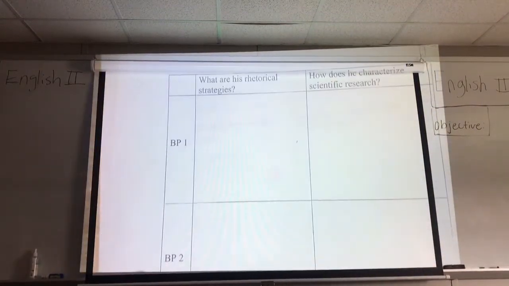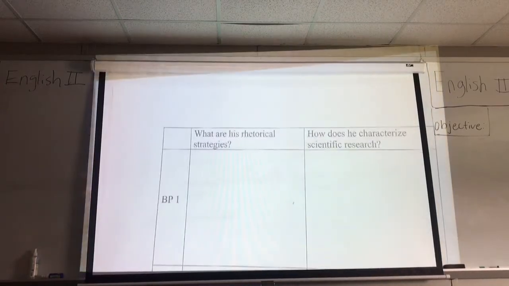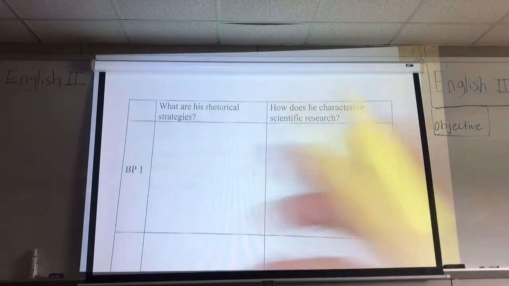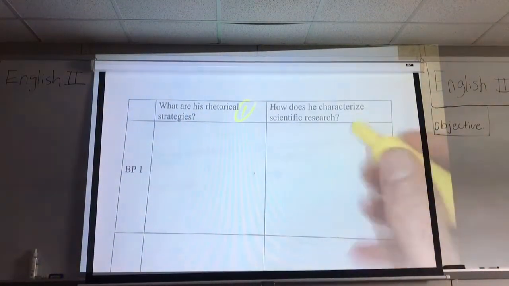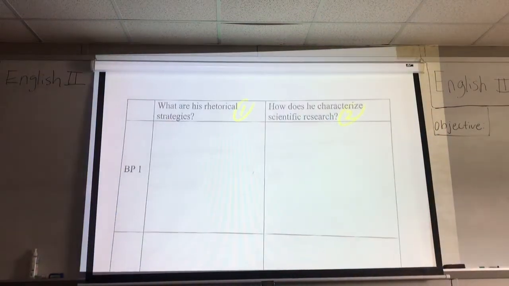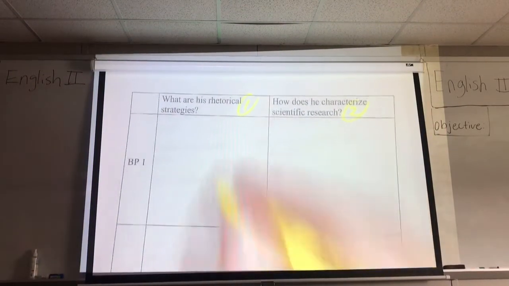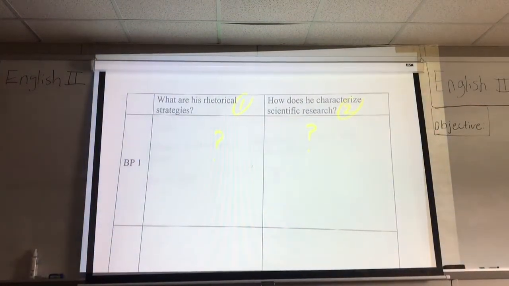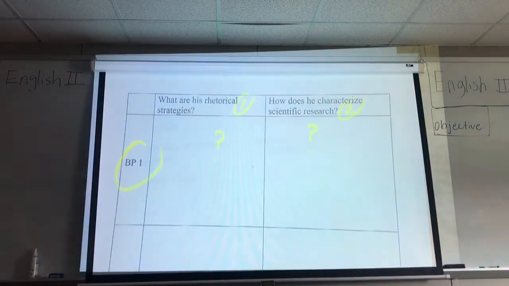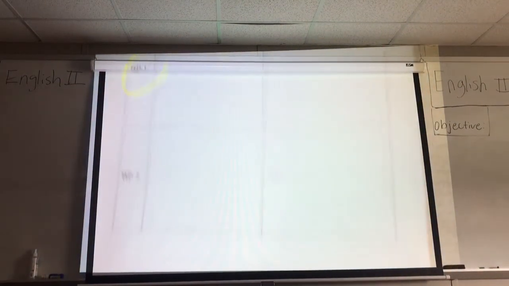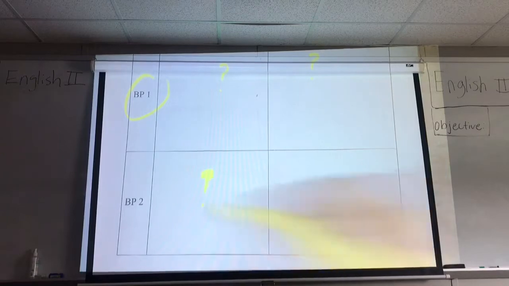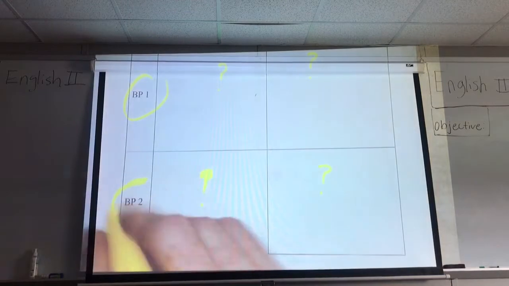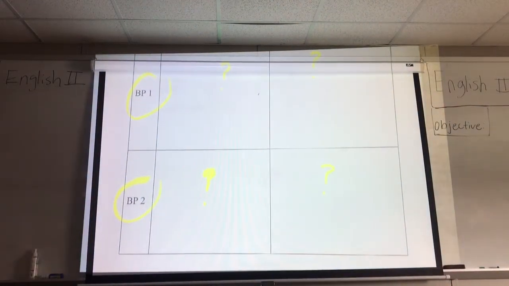Once we broke that down and read the passage, before we read the passage, we set up this T-chart. We asked 2 questions. What are his rhetorical strategies to answer the first part of the prompt? And how does he characterize scientific research to answer the second part of the prompt? And once we find some strategies, and once we find how he characterizes scientific research once, then we have our first body paragraph. Once we find how he characterizes scientific research and some other strategies that he uses, then we have our second body paragraph. But we have to figure those things out first.